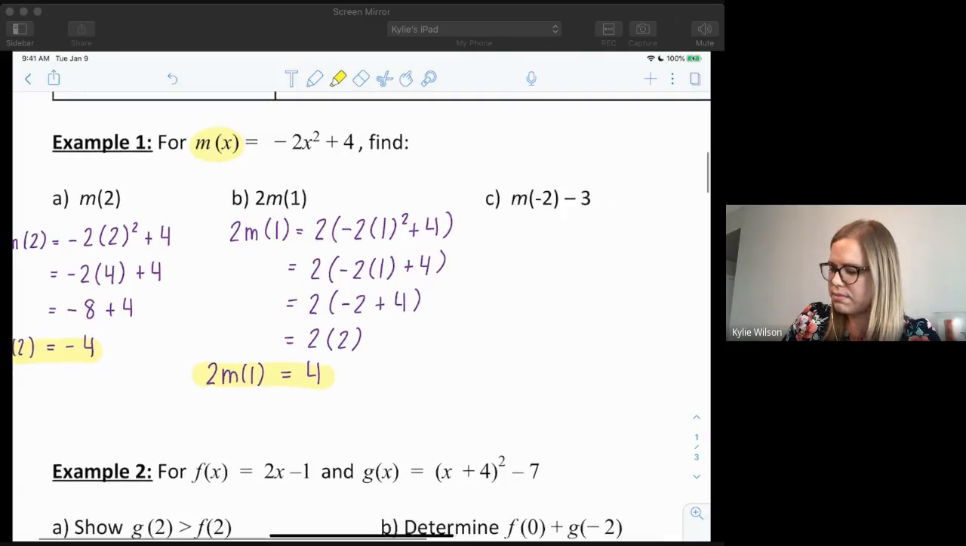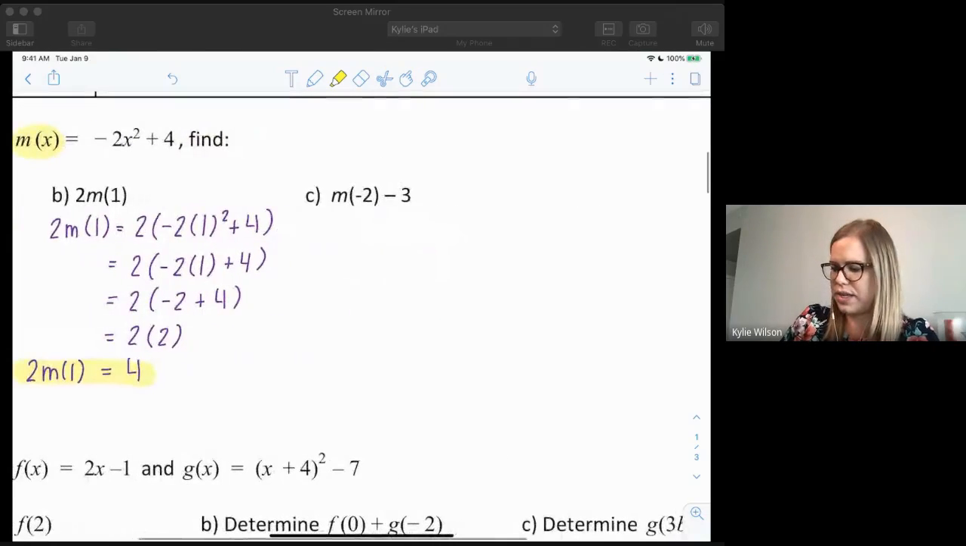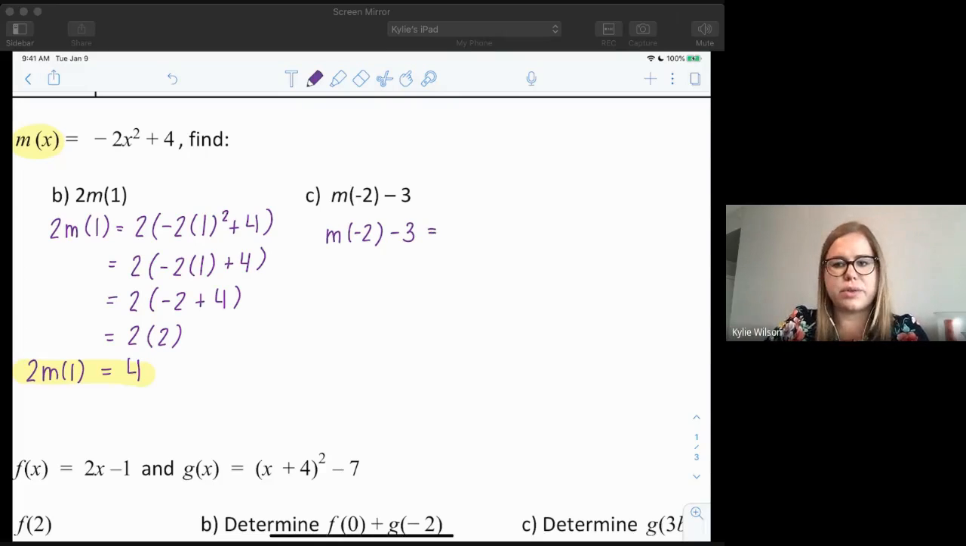Okay, let's try C over here. So for C, we have m at -2 minus 3. So let's start out by writing m at -2. So instead of writing an x, we're going to put a -2. And then this whole thing minus 3.